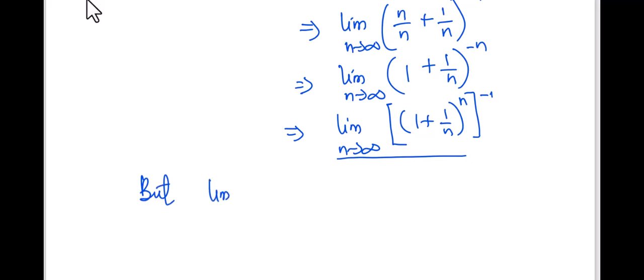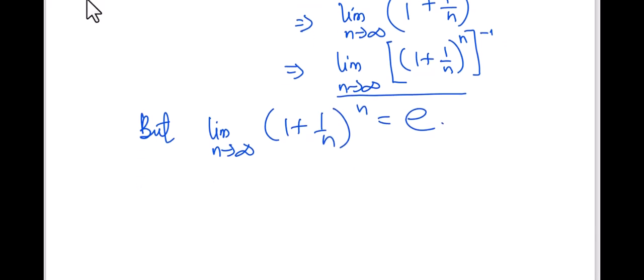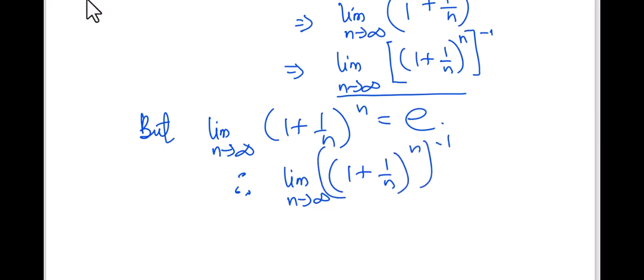the limit as n approaches infinity of (1 plus 1 over n) to the power n is equal to e. Therefore, we can now write this as the limit as n approaches infinity of ((1 plus 1 over n) to the power n) all to the power negative 1, which is equal to e to the power negative 1, and that is equal to 1 over e as our final answer.